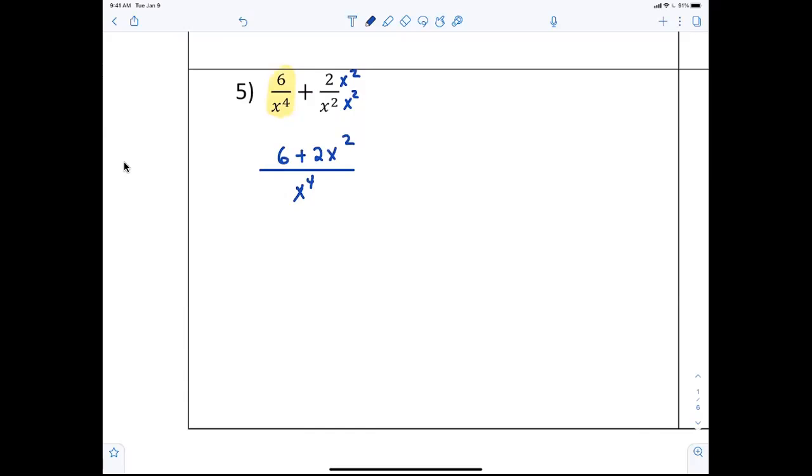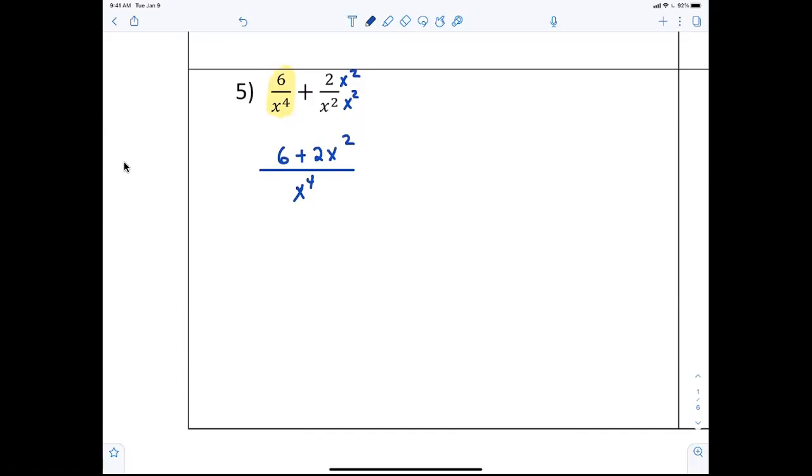Can you like combine the two? Now, can 6 be added to 2x squared? No, because they're different. All right, the only thing you can add to a number is a number. The only thing you can add to a square is a square. You can only combine terms if they're exactly the same.